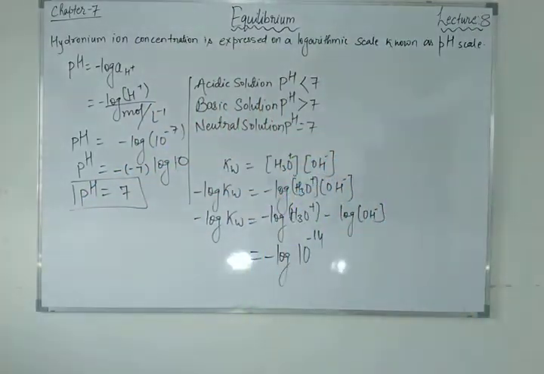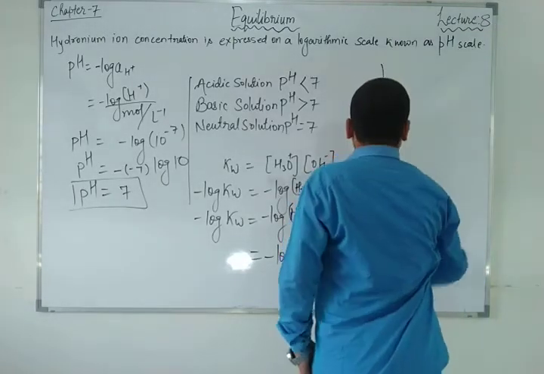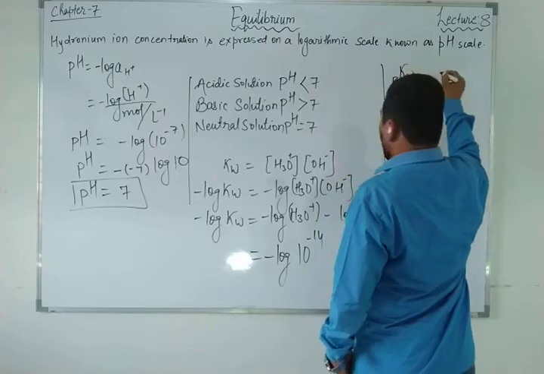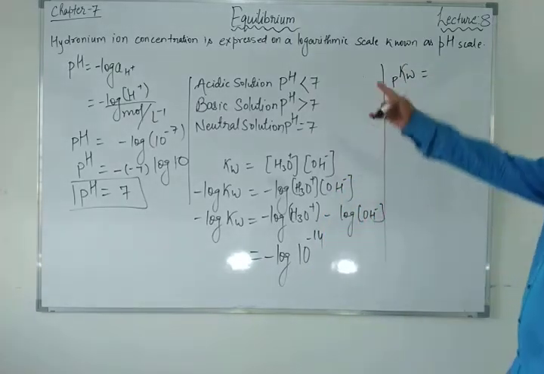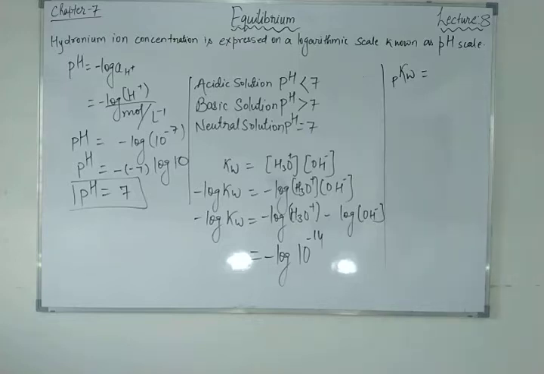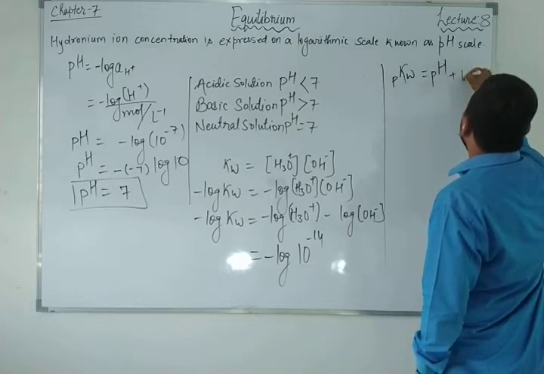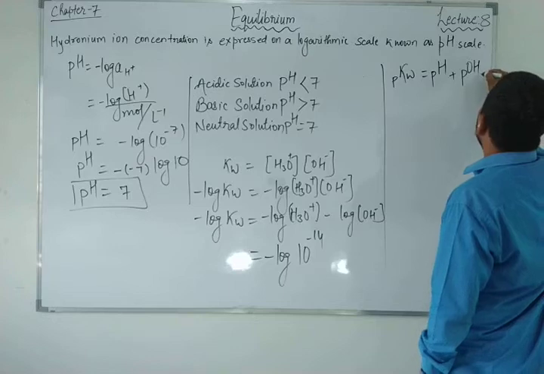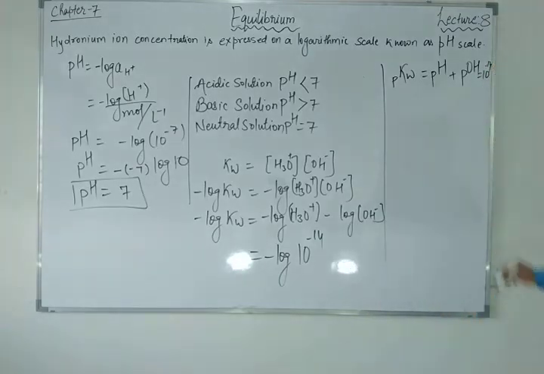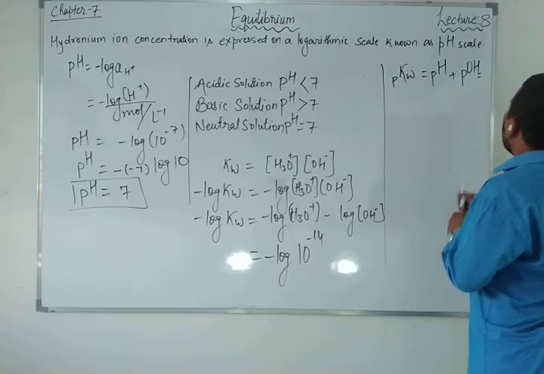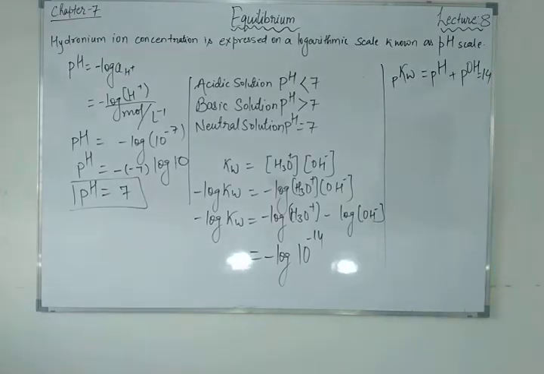So what do you understand from this? If I talk about the pH value, similarly, the water constant will be equal to the hydrogen ion concentration, the pH and pOH. pH plus pOH, and the product of the two values is 10 to the power minus 14. If you calculate minus log 10 to the power minus 14, that will be equal to 14. So pKw is equal to pH plus pOH, which is equal to 14.